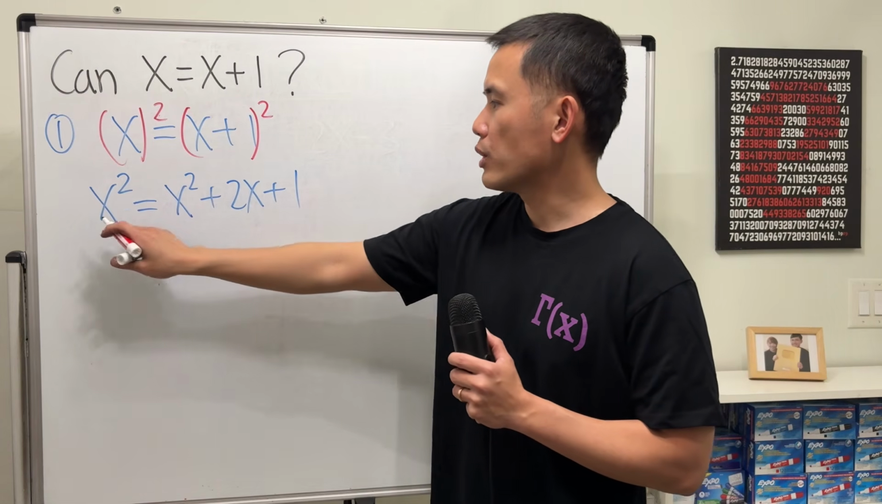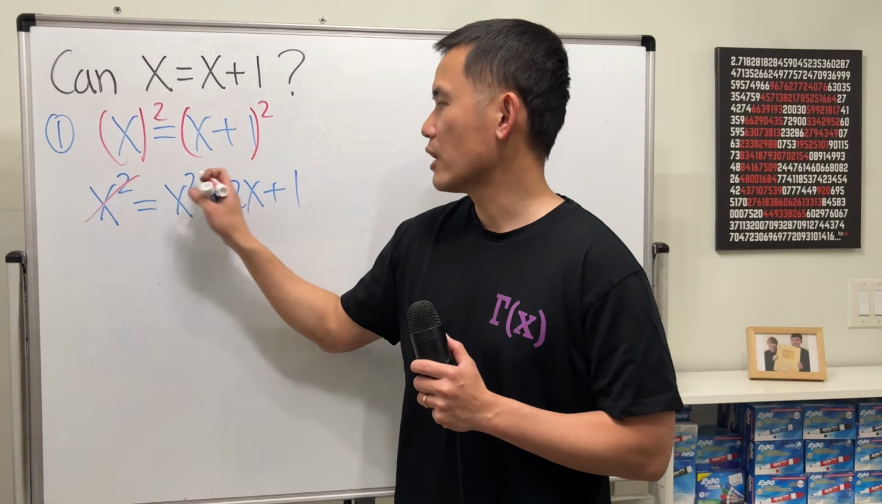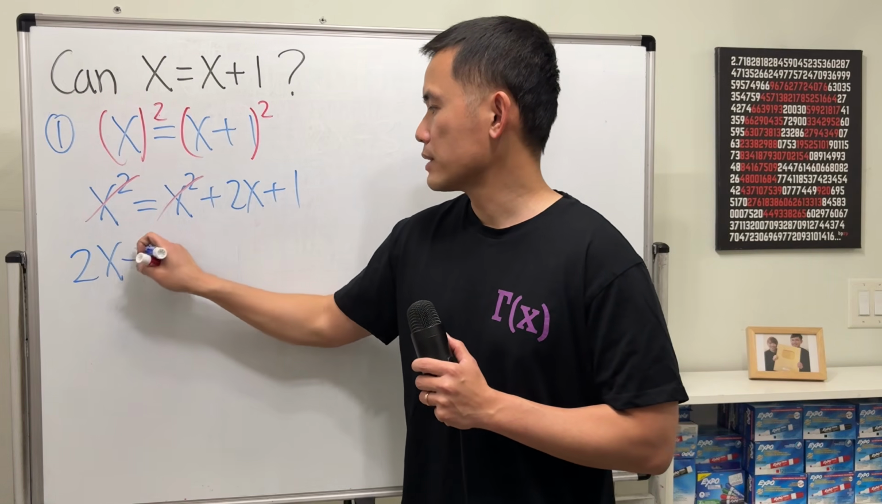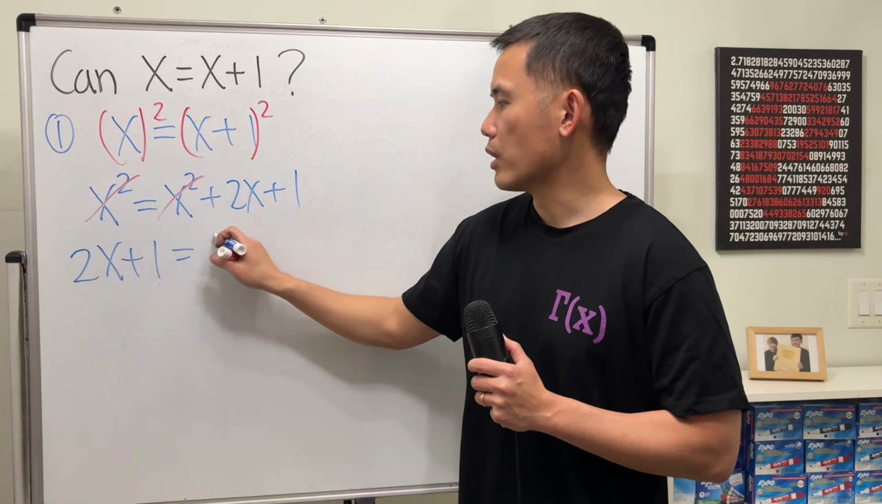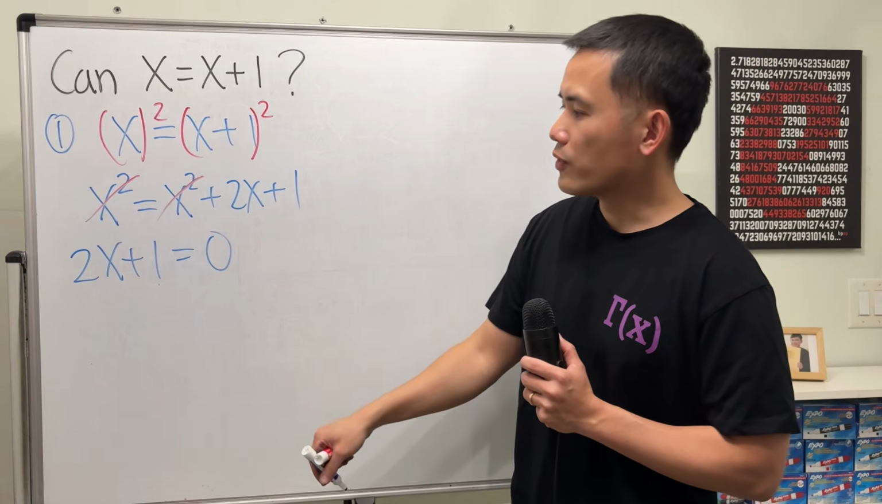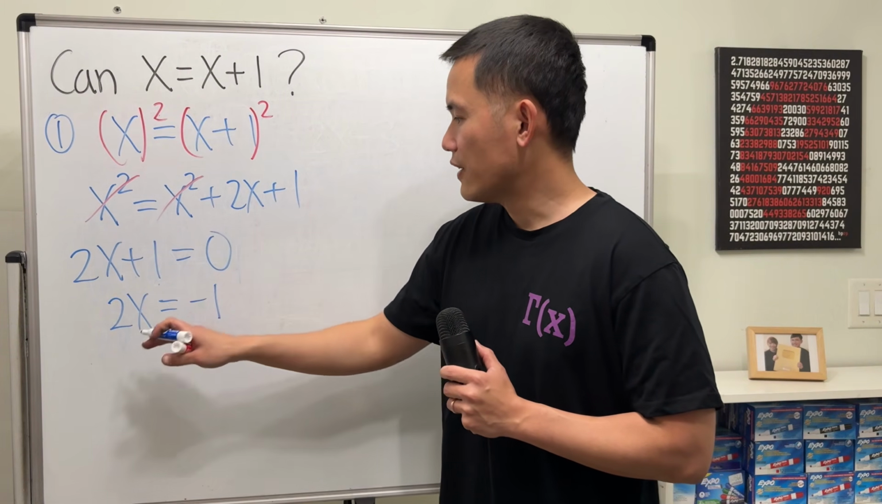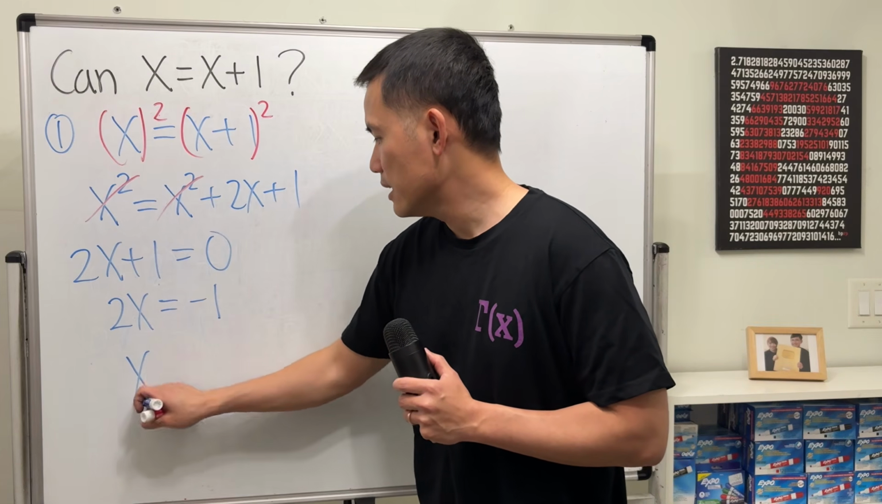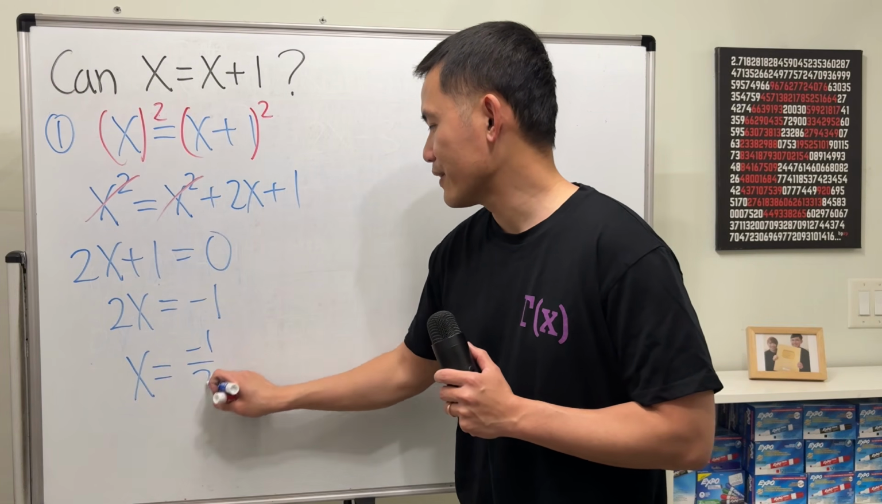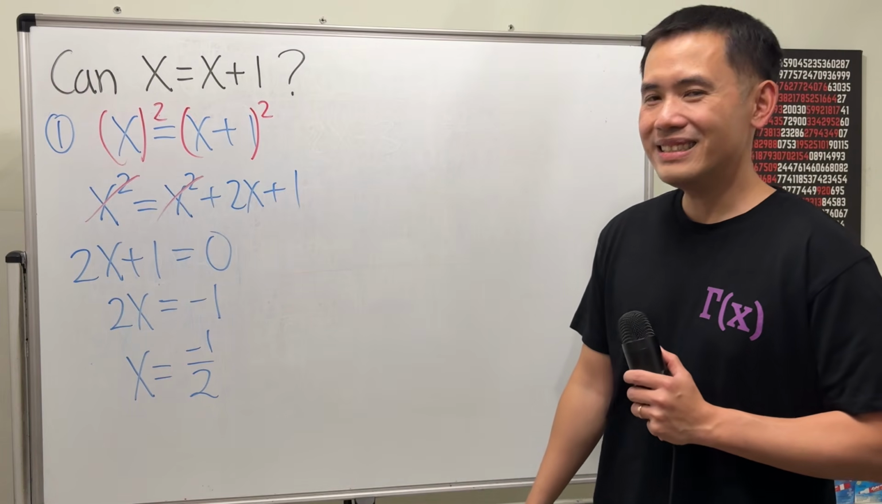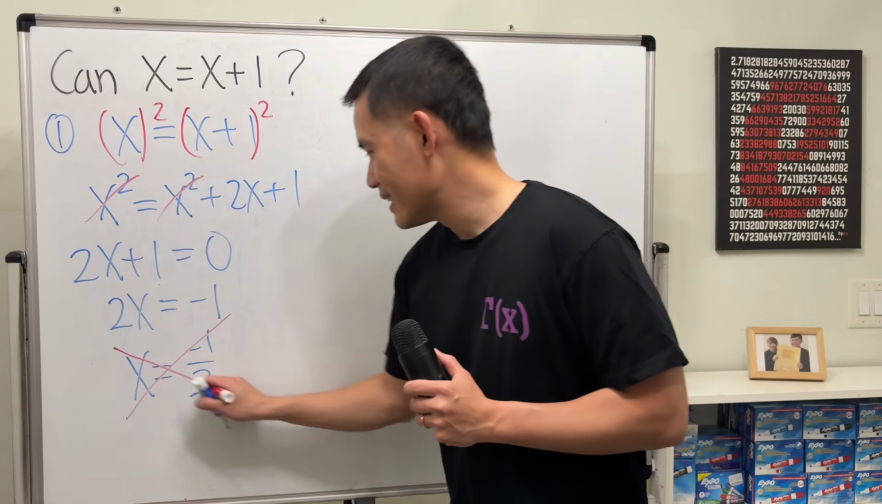Now I'm going to subtract x squared from both sides. They cancel out very nicely. So that means 2x plus 1 is equal to 0. Then subtract 1 from both sides. 2x is equal to negative 1. Divide both sides by 2. We get x is equal to negative 1/2. Hey, we solved it. But this is incorrect.